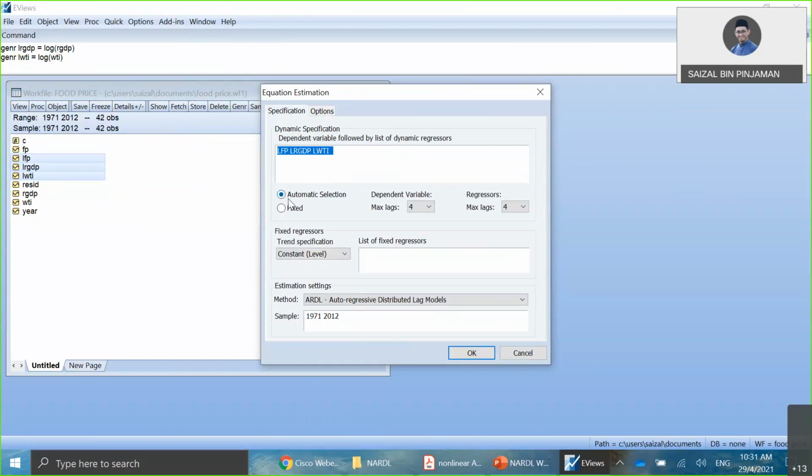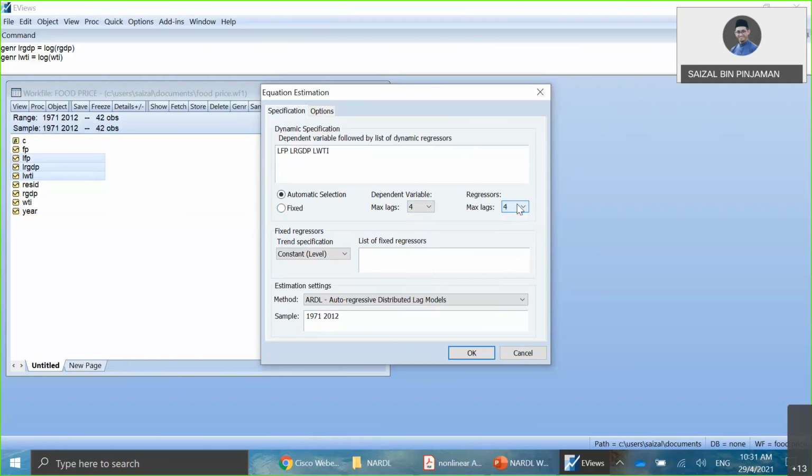You can either have automatic selection or fixed selection of the lag values for the dependent variable and the regressors. But in our case, we choose automatic selection, and we set the maximum number of lags for the dependent variable and the regressors to 4 lags. This is the default choice for EViews, so we leave it that way.